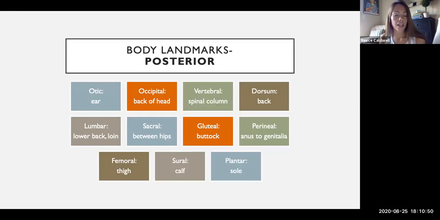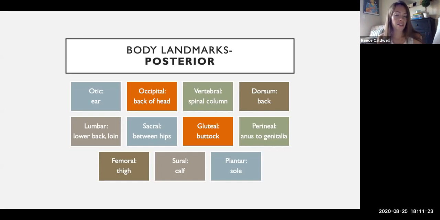So the posterior landmarks, so these are the back landmarks. Otic is ear. Occipital is the back of the head. We'll be looking at a bone called the occipital bone. Vertebral is our spinal column, so the vertebrae. Dorsum is the back, so the whole back. Lumbar is the lower back. Sacral is between the hips. Gluteal is your butt. Perineal is the space between your anus and genitals.